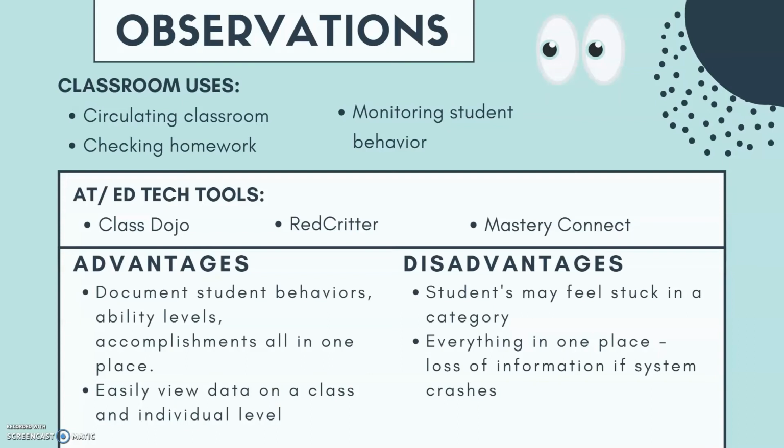One advantage that all of these tools offer is that they allow the teacher to document student ability, accomplishments, and behaviors all in one organized place. It also allows the teacher to easily view the collected data on both a class and individual level. One disadvantage of these tools is that students may start to feel categorized and feel like they are stuck in the middle. Another disadvantage is having everything in one place is not always a good thing. If something happens, such as a system crashing, then all of the collected data would be lost.